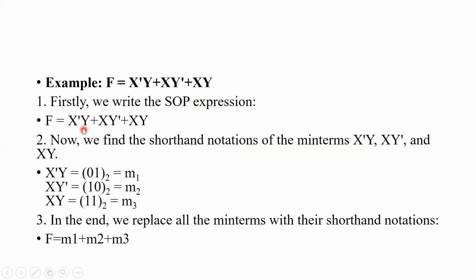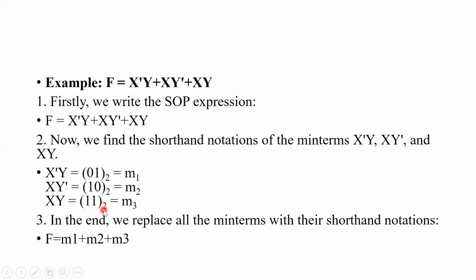Shorthand. So x dash y is what? 0, 1. Dash is 1, 0. Wherever there is a complement, I write 0. Wherever there is no complement, I write 1. So this way it is 0, 1, this is 1, 0, this is 1, 1. Now these are all binary representations.